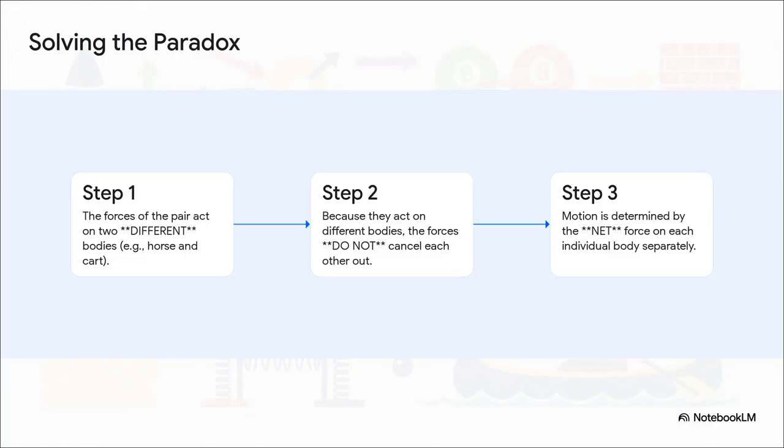And here is the solution. It's actually brilliant. The forces in an action-reaction pair never cancel each other out. And why not? Because they are acting on two completely different objects. The horse's pull acts on the cart, and the cart's pull acts on the horse. Since they aren't acting on the same thing, you can't add them together.